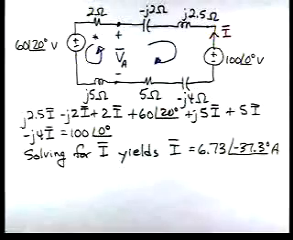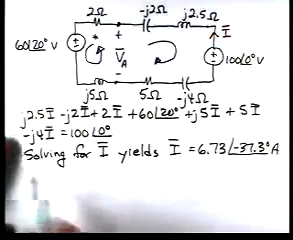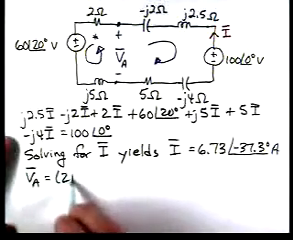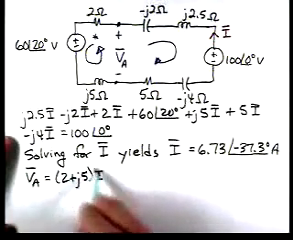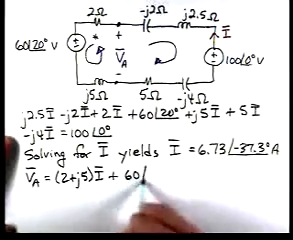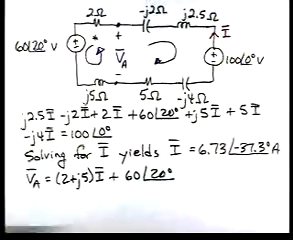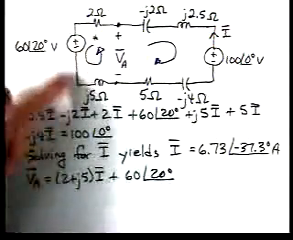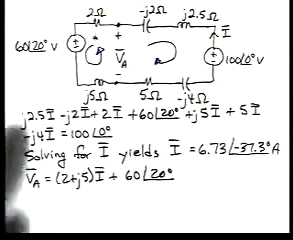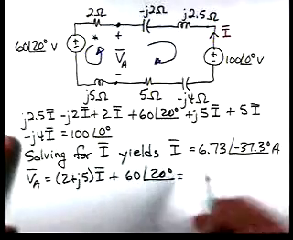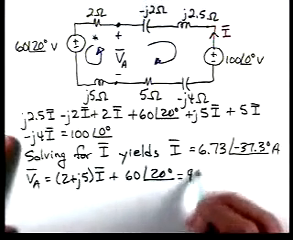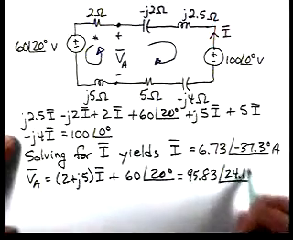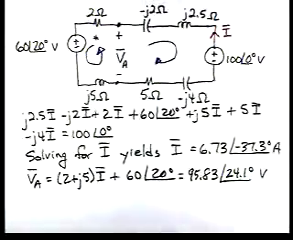So if we apply KVL, we'll come up with the following expression. VA is 2 plus j5 times I plus 60 at an angle of 20. Okay, so that's using KVL around the left, going around like this. And if we calculate VA, that turns out to be 95.83 at an angle of 24.1 degrees. So there's the phasor VA.